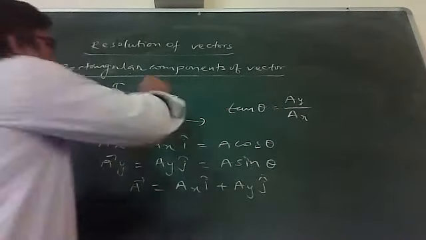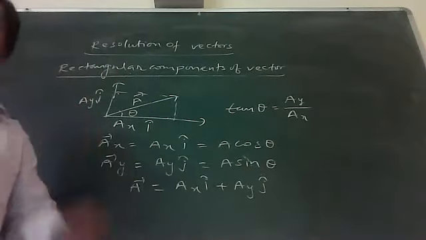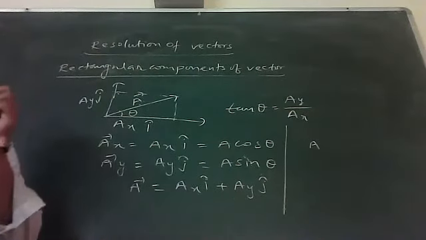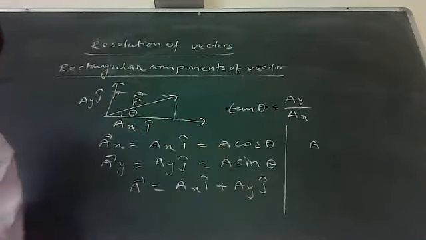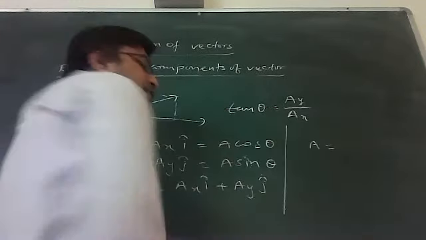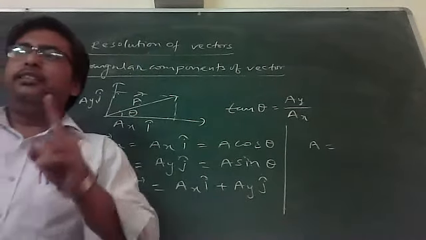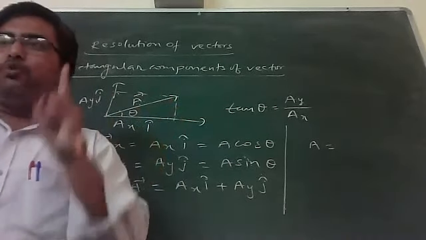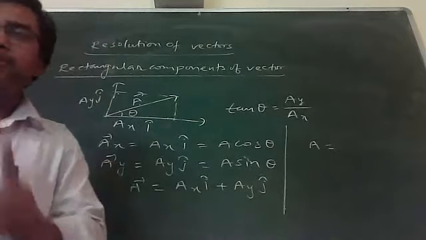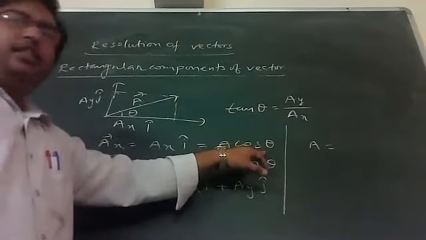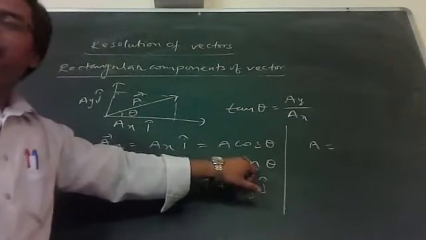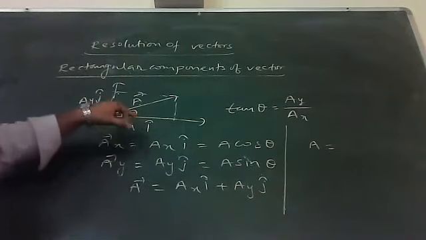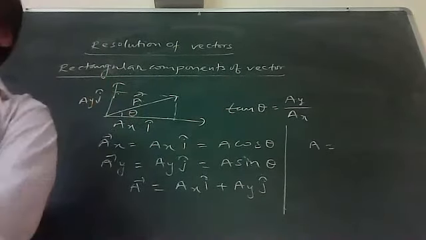What is the modulus of vector A? The modulus of the vector is only A. If I want to add these both components, how will you add them? We have discussed the addition of vectors: the resultant is equal to the square root of A squared plus B squared plus 2AB cos theta. Let's suppose A is A cos theta. What is B? B is A sin theta. And the angle between these both will be 90, because the x and y axes are perpendicular.